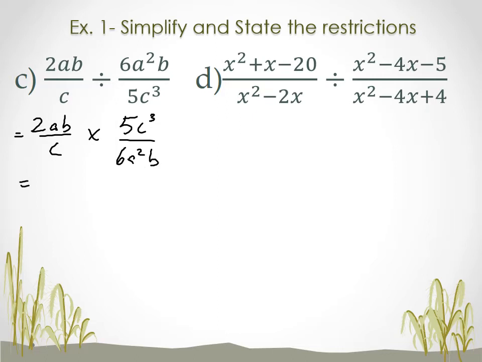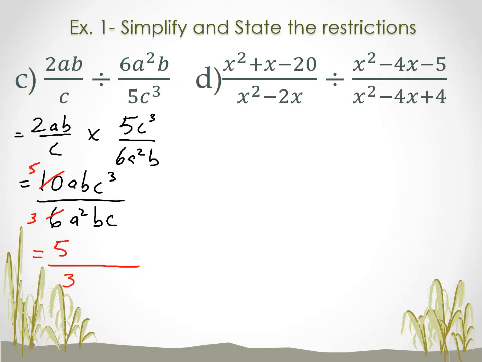Now do top times top. 10ab c cubed over, and again, I'm going to put it in the same order, 6a squared bc. Now you can cancel. If you were to reduce 10 over 6, 2 goes into that 5 times, into that 3, so we know we have 5 over 3.